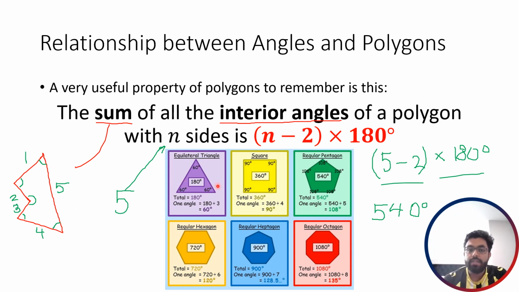Similarly, for a triangle, it's always 180 degrees because n for a triangle is 3. So it's a 3-sided shape. So n here, this is 3. So 3 minus 2 is 1 times 180 degrees is 180 degrees. So for a triangle, and you can explore this diagram more closely on your own, no matter what triangle you have, if you add up all the angles on the inside of the triangle, it'll always come out to exactly 180 degrees.